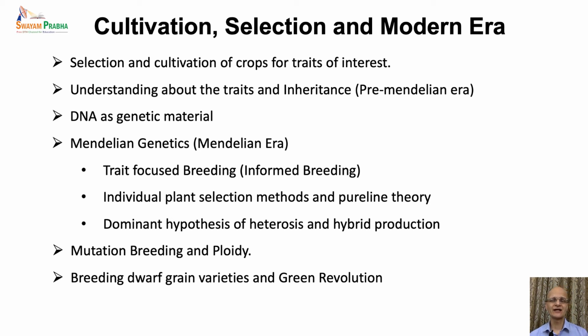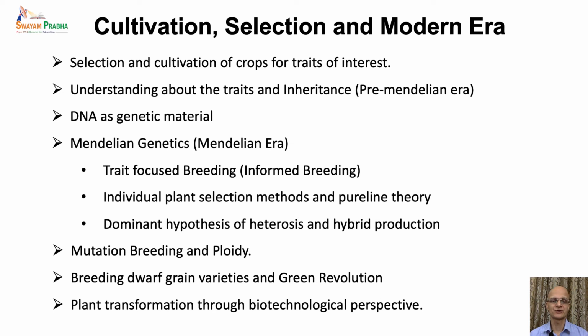Now, with the understanding of the DNA structure and the development of more tools like the discovery of restriction enzymes, it led to the development of recombinant DNA technology. Then we saw later the development of several improved varieties, like dwarf grain varieties, and we saw the green revolution, and how productivity was increased because of the developments during the green revolution time.